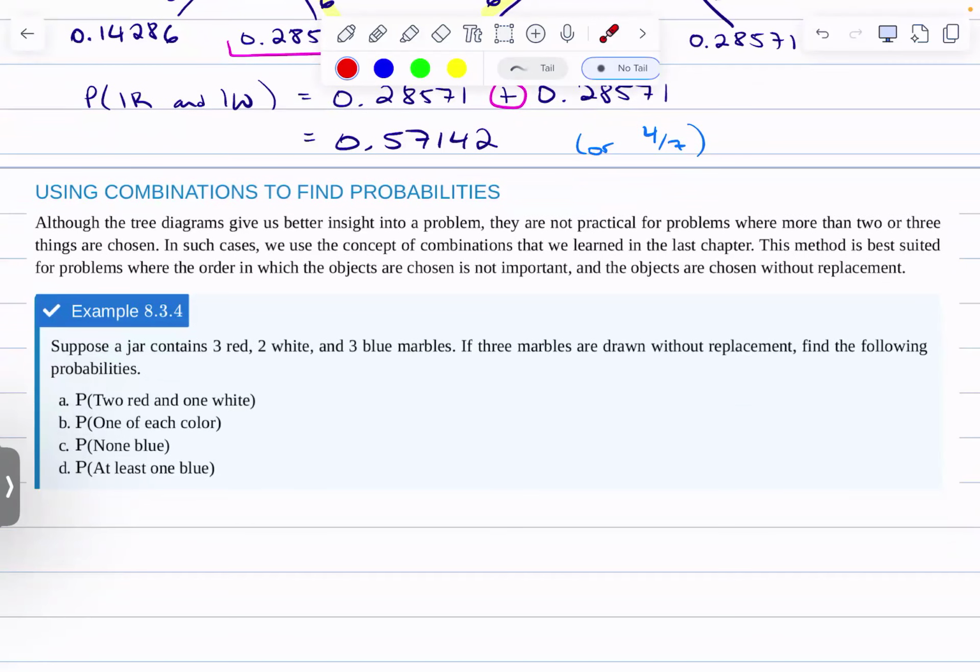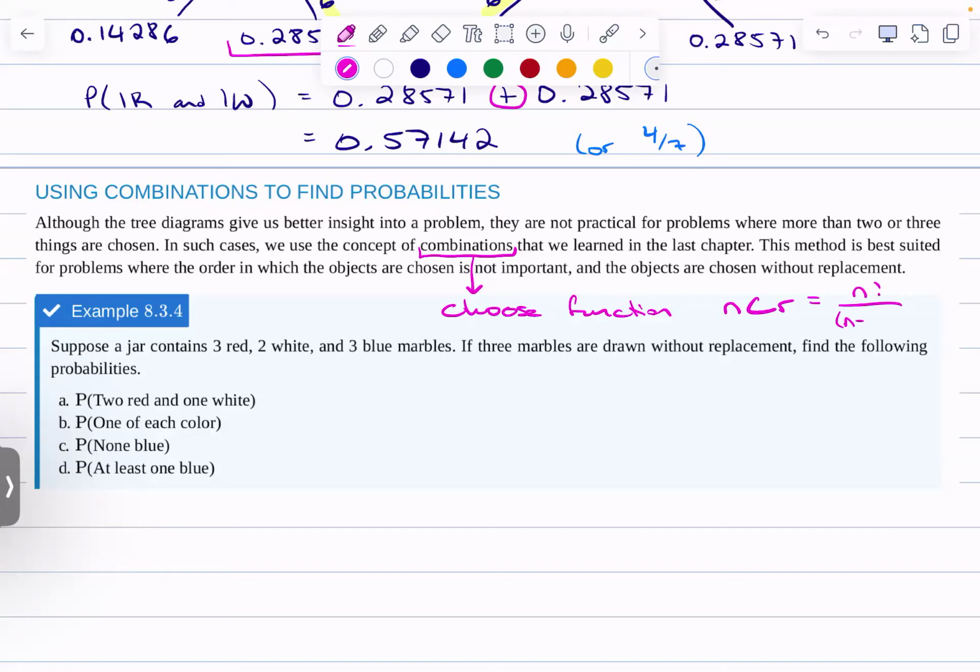And so here, the combinations that they're referring to is the choose function, nCr or something like that on your calculator. From n items, choose r of those. The choose function is n factorial over n minus r factorial times r factorial.